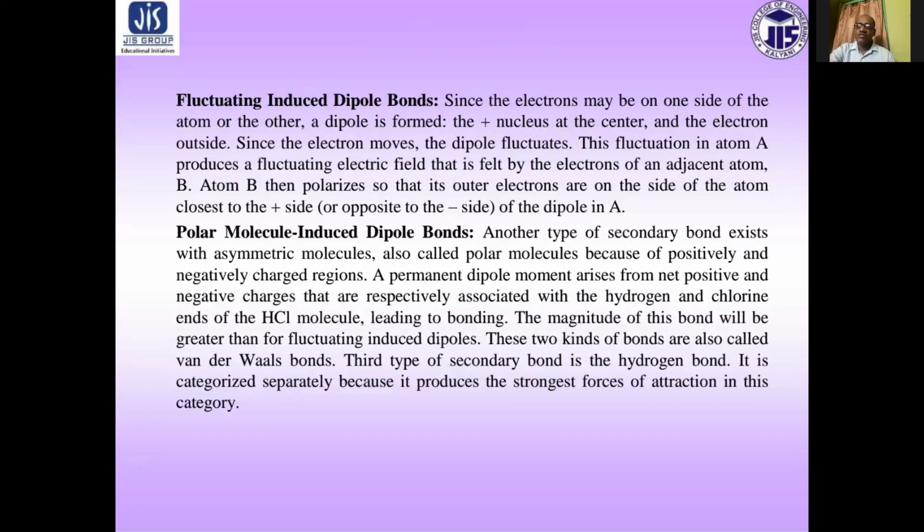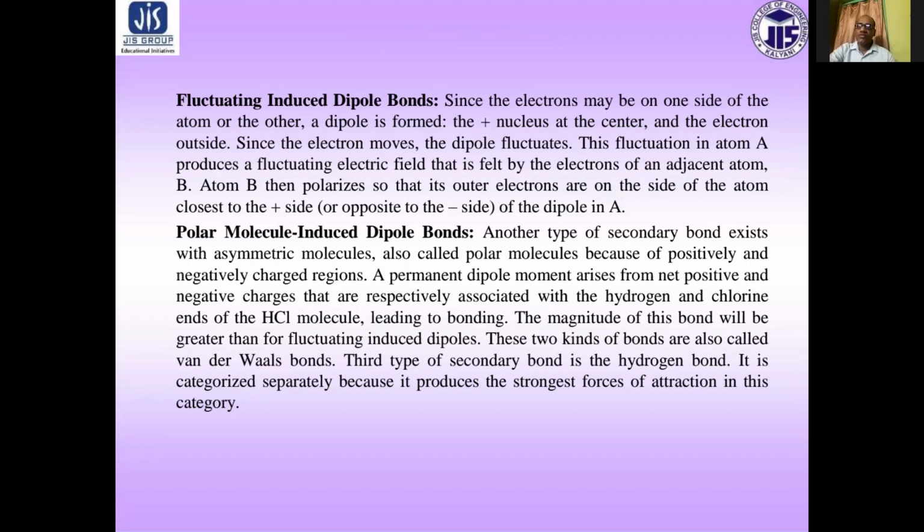Next, that is fluctuating induced dipole bonds. Since the electrons may be on one side of the atom or the other, a dipole is formed. That is the positive nucleus at the center and the electron outside. Since the electron moves, the dipole fluctuates.